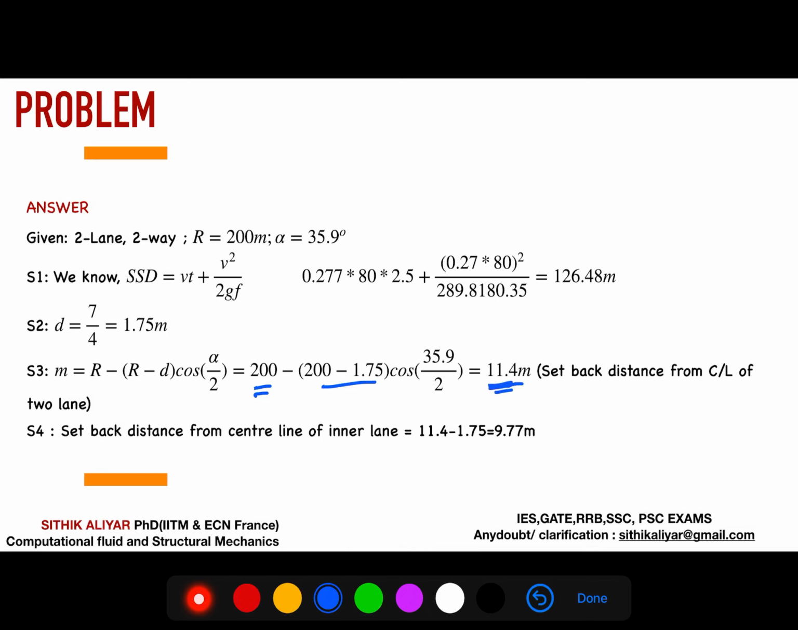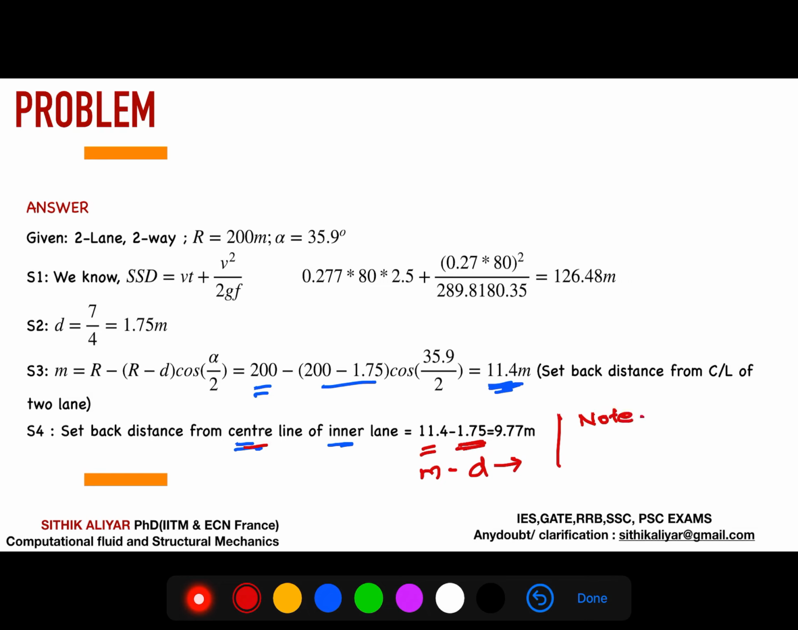But this much distance you should clear from the center line of the road. But they are asking from the center of the inner lane, right? Center line of the inner lane. So you should subtract that d value. From the setback distance also you should subtract that d value. M minus d will give you the setback distance from the center line of the inner lane. If they are asking from the outer lane center line, take it as a note.